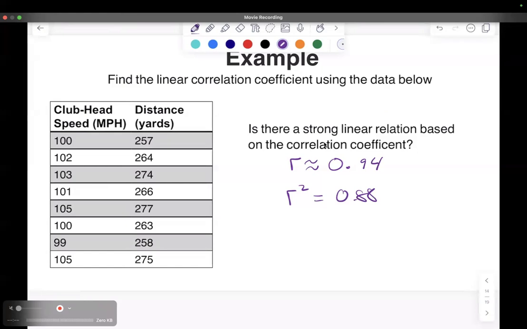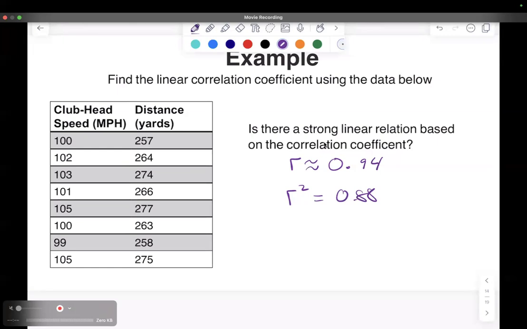I still probably wouldn't try to predict anything like 120 miles per hour, but you're going to be pretty confident when you predict, I don't know, what number do I not have represented? 104. If I was predicting a 104 or maybe a 97 mile per hour club head speed, you're probably going to be pretty accurate in your answer because 88% of that variability can be predicted by the equation. So that's not too bad.